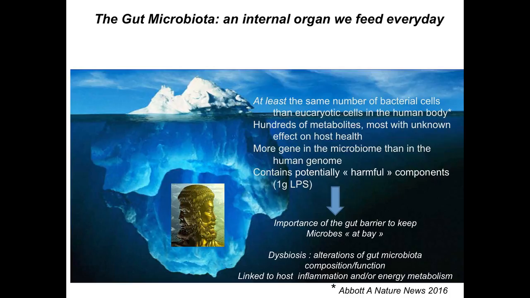We have 1 gram of LPS inside our gut, and we have to keep it at bay. Because if it enters the blood, for sure it will create problems, and we will see that even at very low dose, it will change the metabolism of the host. So the gut barrier function is crucial, and I will show you that most of the cell types present inside the gut may play a role in this gut barrier and in the control of host metabolism.